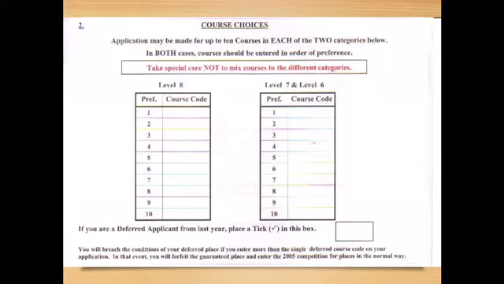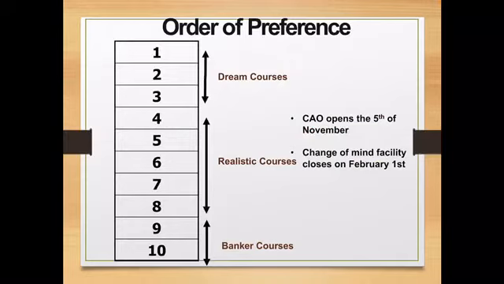So we get to choose 20 courses in total, 10 level 8 courses and 10 level 6 and 7 courses. Again, we can't stress enough that the courses need to be put in order of preference. From first choice courses down to 10th course would be our last choice course. Courses 1, 2, 3 we generally count as the dream courses, maybe even into 4 and 5. Then we have some more of the realistic choices, and then our last 2 are what we call the banker courses.